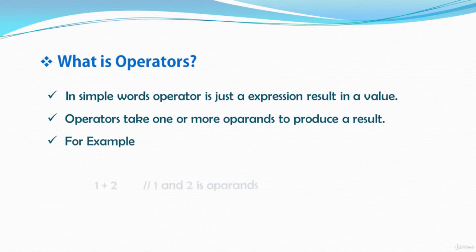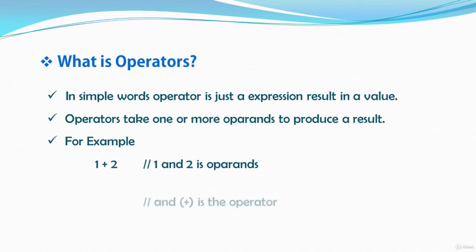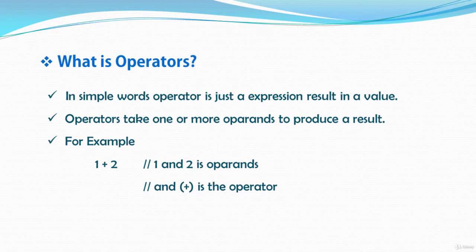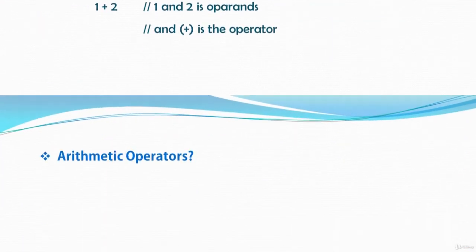For example, I will say 1 plus 2. Here 1 and 2 are operands and the plus sign is the operator. In programming languages, you often see an operand called an argument. So we will start our operators from basic mathematics. We will discuss arithmetic operators first. I know you feel comfortable with arithmetic operators because you learned most of them in school. Now let's take a look at the arithmetic operators.